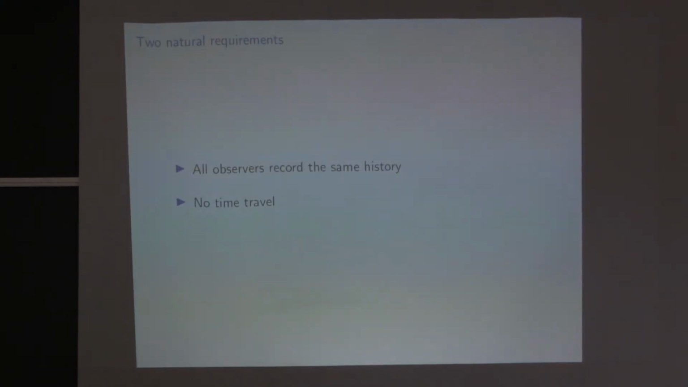So two natural requirements for time: all observers record the same history. In other words, they have a consensus among themselves about what was the order of events in the world history. And we should also prohibit time travel. And blockchain is capable of doing both.